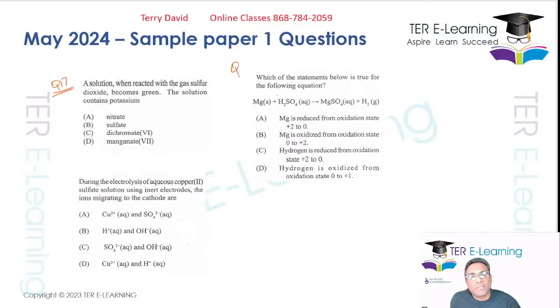Question 17, question 18. So question 17: a solution, when reacted with the gas sulfur dioxide, becomes green. The solution contains what?